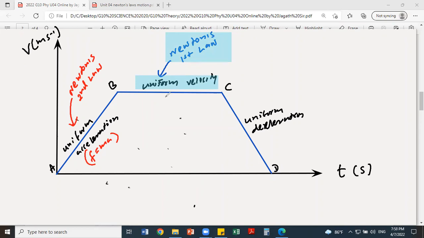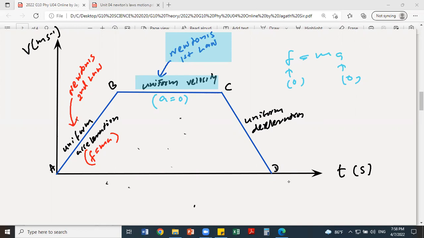So can you write F equals ma for this? You can't, because acceleration here is 0. No acceleration, no unbalanced force. If acceleration is 0, what is the force? Force is also 0, no resultant force. 0 times m is 0. Please, this is very important. So here acceleration is 0, velocity is uniform. F equals ma, if a is 0, F is also 0. Unbalanced force is 0.